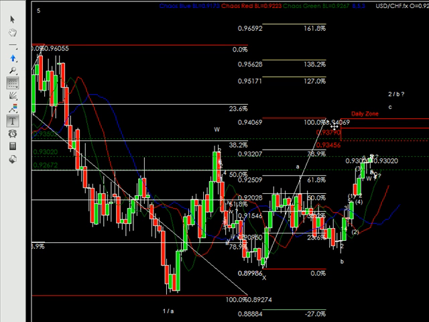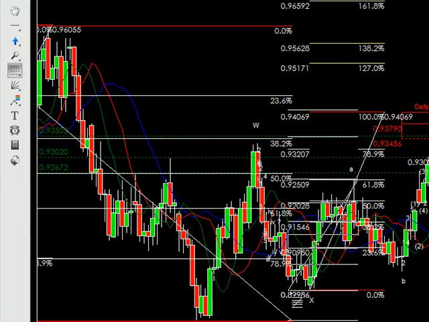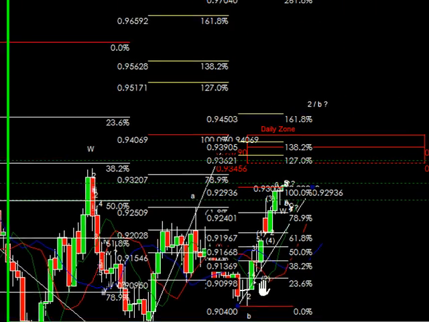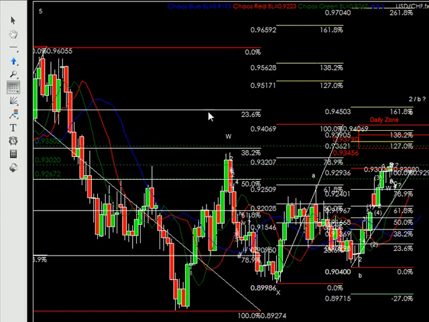So this is the first Fibonacci projection that I have using wave W. I'm going to do another Fibonacci projection using my wave A. Okay, you'll see that there's a price projection here, and there is starting to be a few convergence over here right now.